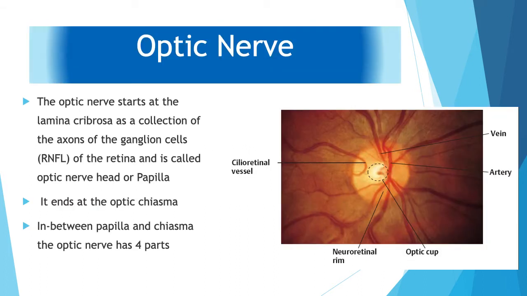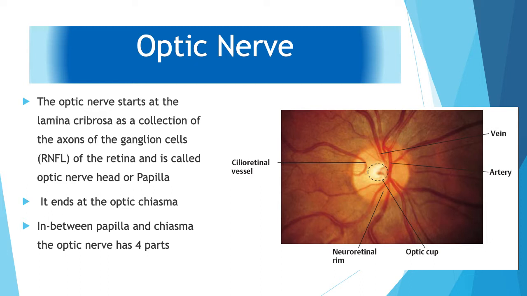The optic nerve starts at the lamina cribrosa as a collection of axons of ganglion cells, which we call retinal nerve fiber layers, and it is called the optic nerve head. This is the start. The picture here shows the optic nerve head, which we see inside the eye. The optic nerve is rounded, pink in color due to vasculature on the surface. It is flat with the retina, and it has a well-defined border as we see, and the vessels coming in and out. The central retinal artery is coming out from the optic nerve, and the central retinal vein is going inside. And this is the deep cup where we can see the vessels coming in and out. And this is the optic nerve head.